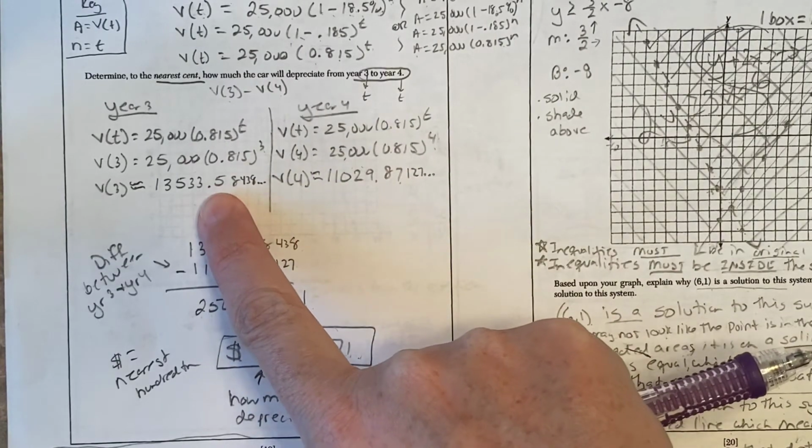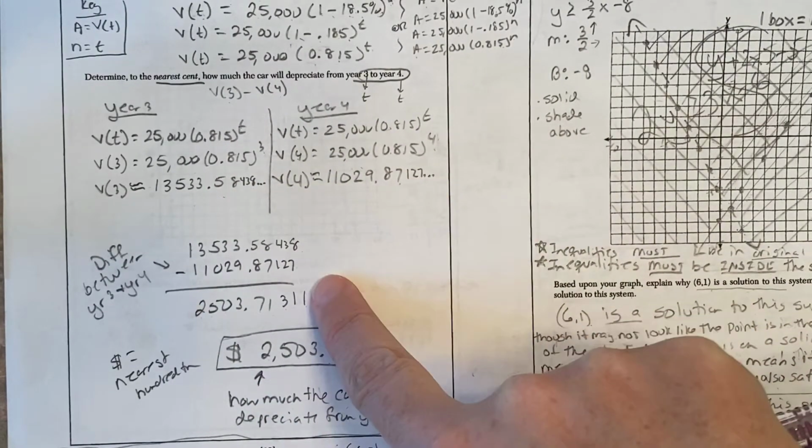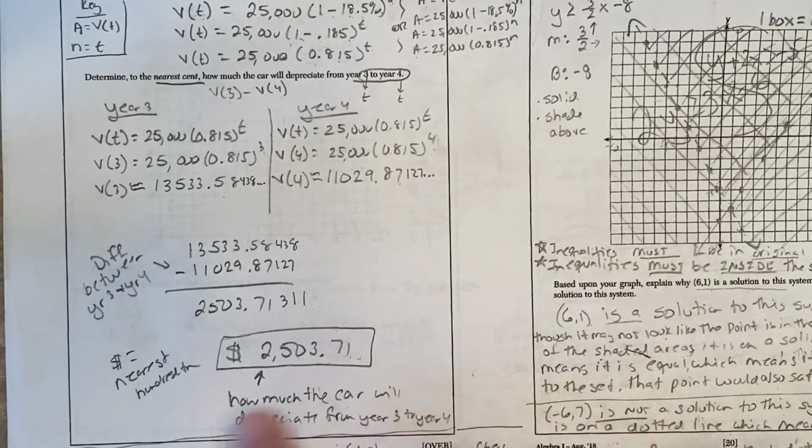We got this number here for 3, this for 4, subtracted them, and then our difference was the depreciation to the nearest hundredth. All right, number 35.